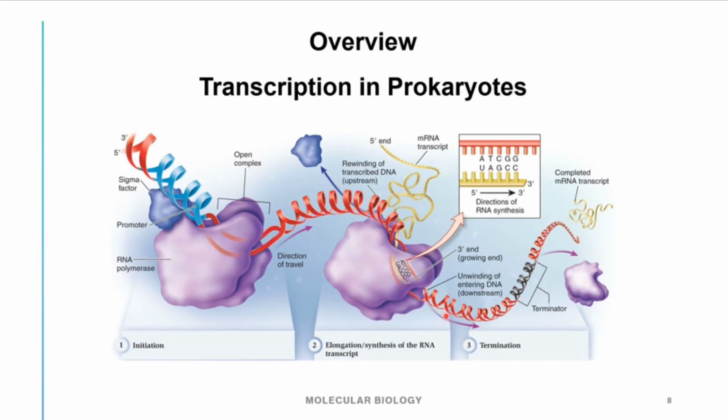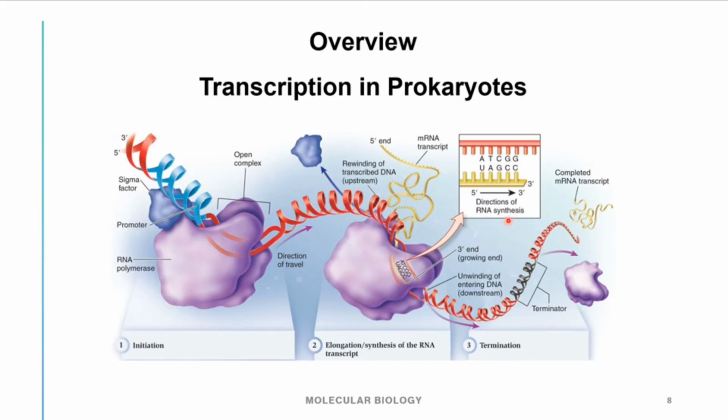And lastly, when the RNA polymerase reaches the terminator region, which is the gray region here, the termination process will occur that will release the RNA polymerase from the DNA, and it will also release the completed mRNA transcript from the entire complex.